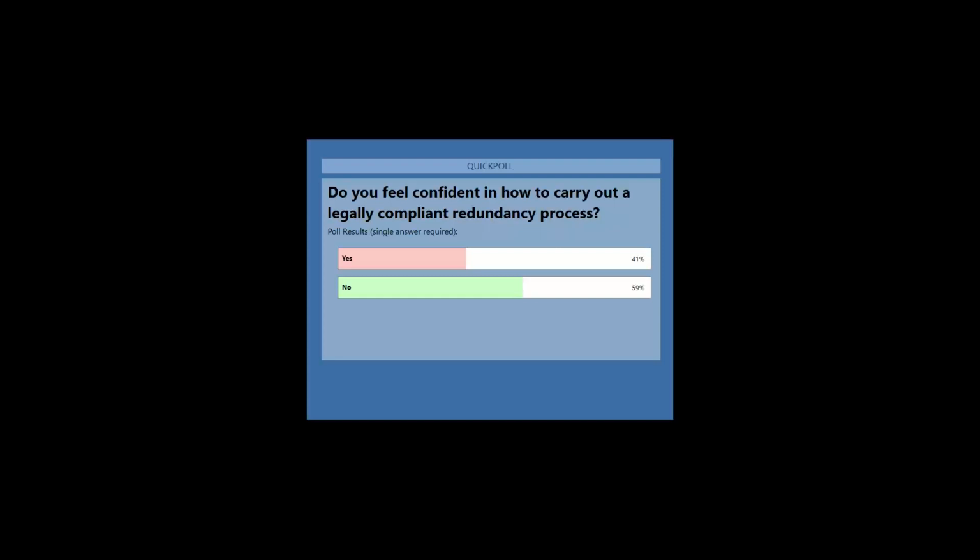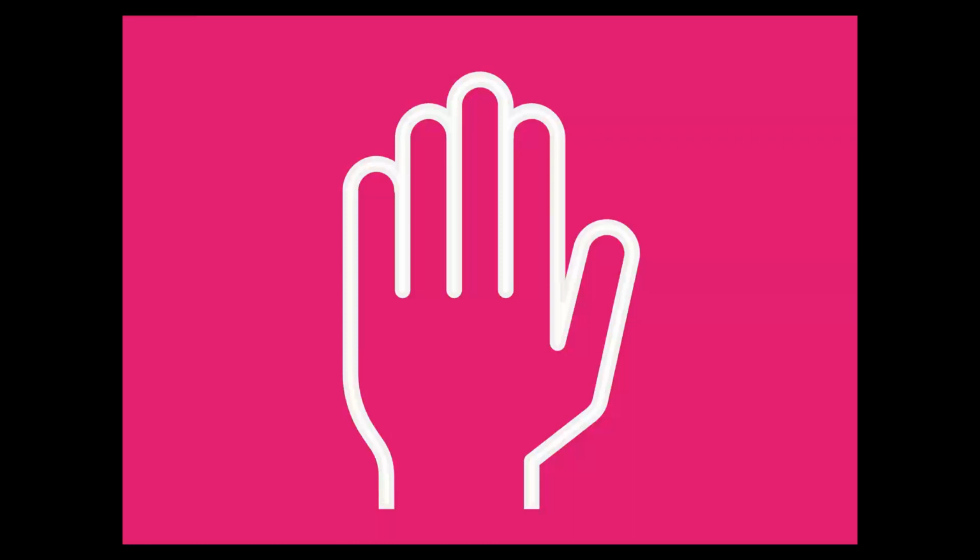And I think with redundancies, and I'm sure Abby can agree, it is probably one of the hardest business activities to undertake, because ultimately you're dealing with somebody's continued employment and having to make decisions on that. So it doesn't come as a surprise, and also it can be a minefield, can't it, in regards to employment law and rights and obligations. So hopefully today's webinar will help provide a little bit more confidence to you. So let's get going and carry on with the slides.